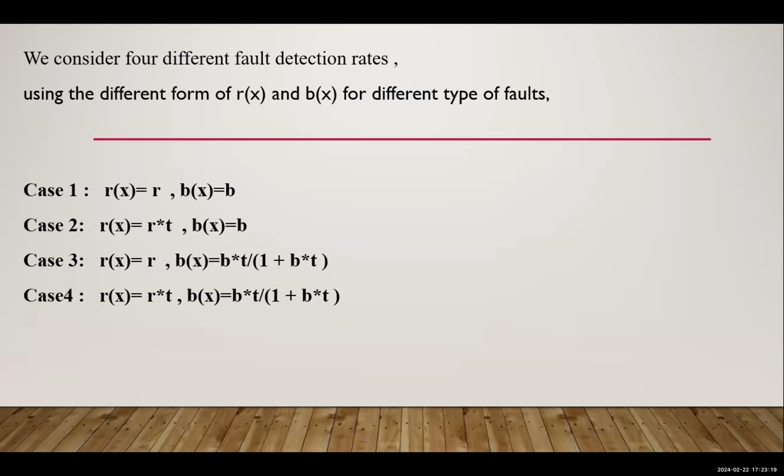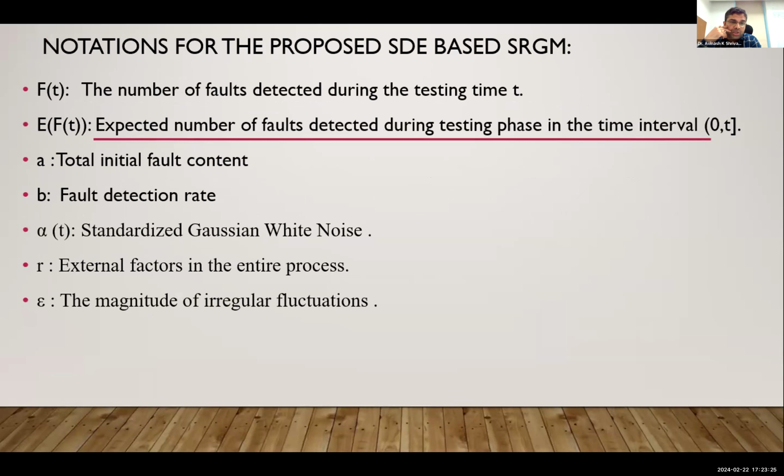Secondly, go back to the notation part of it, please. Yes, sir. So in the notation, you have mentioned FT equal to the number of faults. Do you think it is a number or something different? I think it is the number of faults detected during testing time T. No, please go back and check. It is not the number, right?